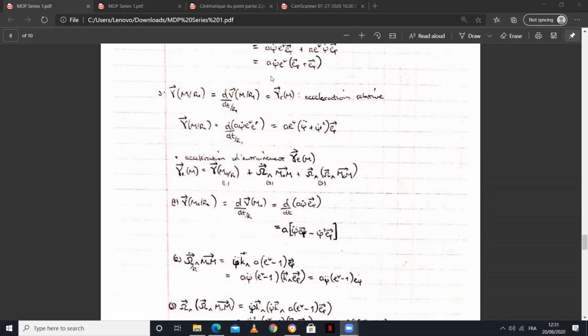The next question is asking us to calculate accélération d'entraînement. I was just showing you guys the formula for the accélération d'entraînement. Make sure you have it in mind.